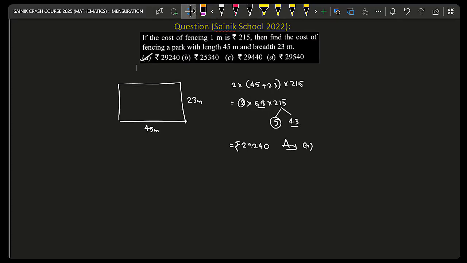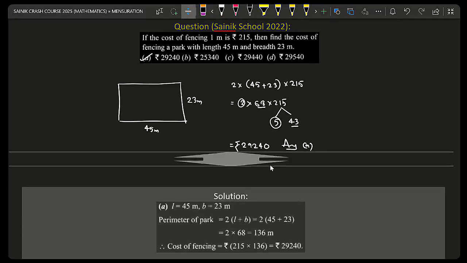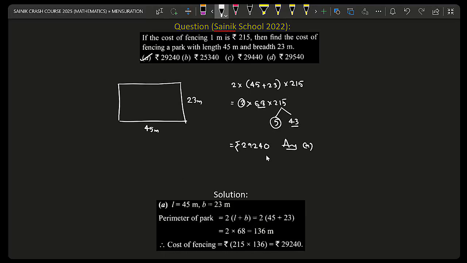Yes, Rishikesh, very good. You can mute. So this is the answer, 29,240 rupees. We found the perimeter and multiplied by 215, so we got the total cost required.